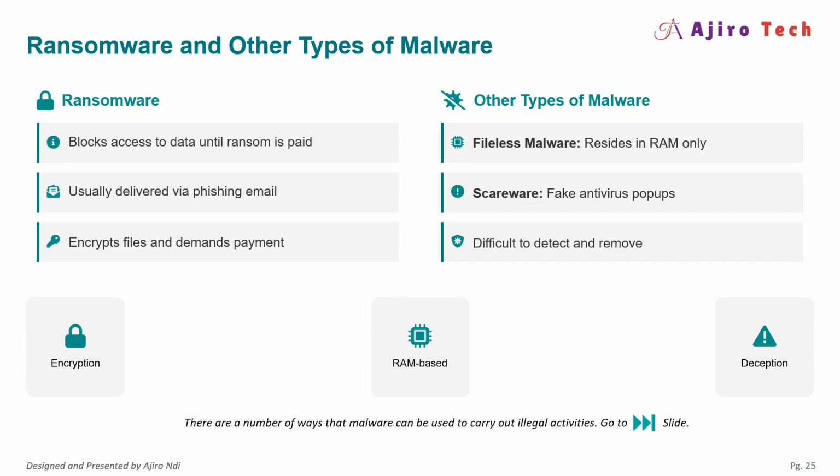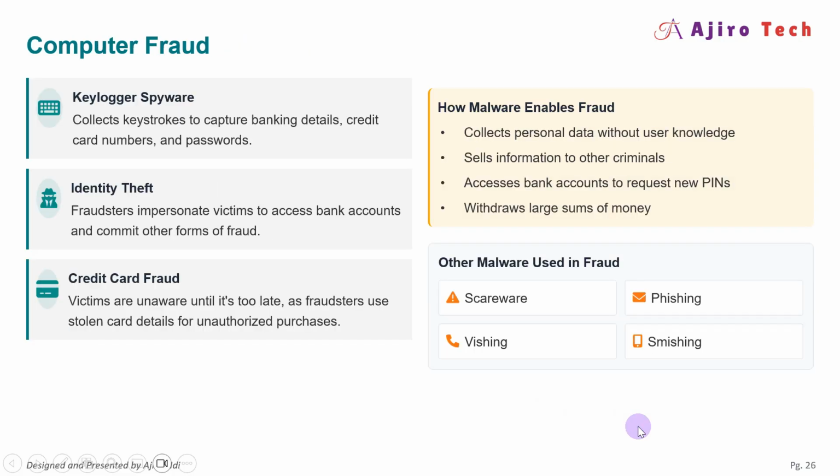So if you pay for antiviruses, pay from the genuine website. Don't just pay because they tell you, an antivirus saying your computer is infected. Please don't do that. Okay. So this one is encryption. This one, you see, the fileless malware resides in the RAM, and the scareware is what is deception. There are a number of ways that malware can be used to carry out illegal activities, right? So let's look at it in the next slide.